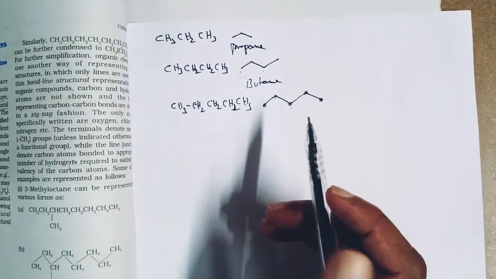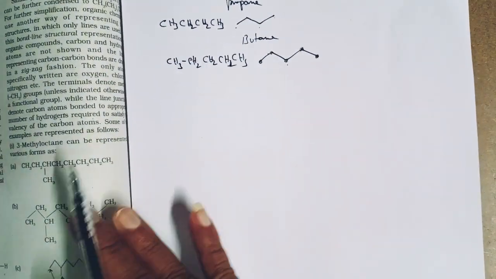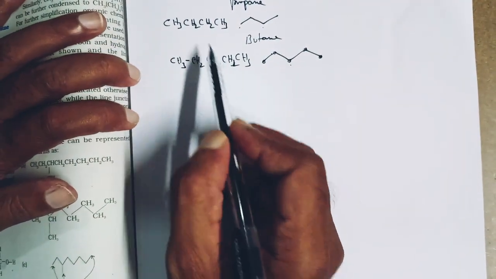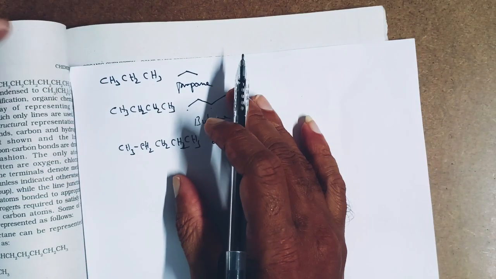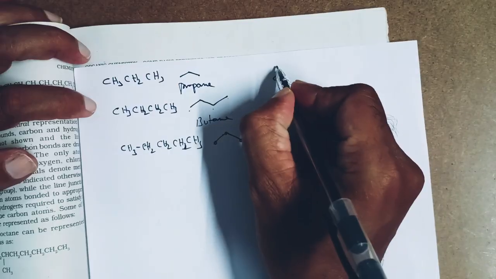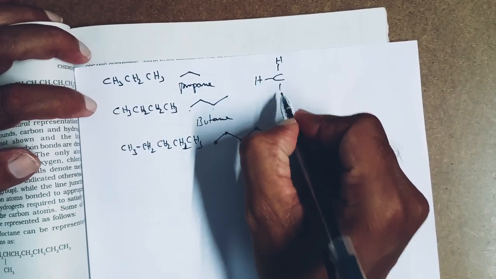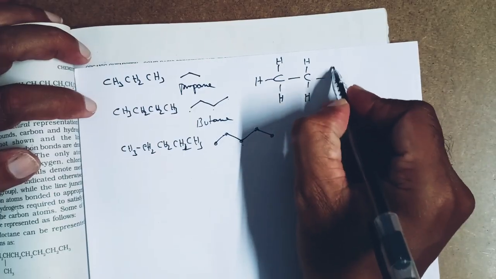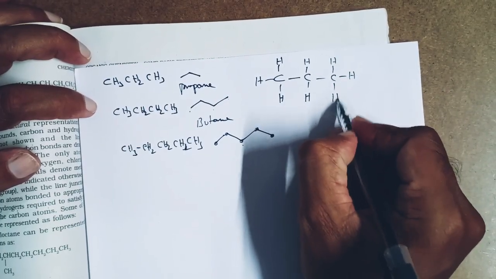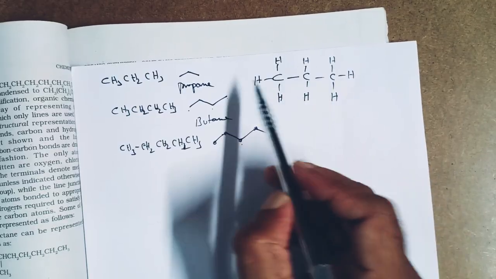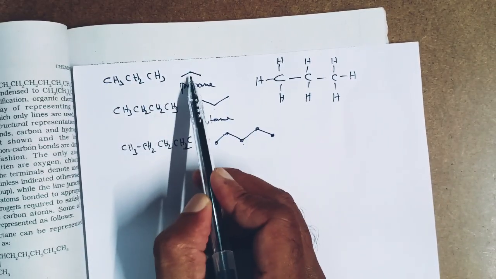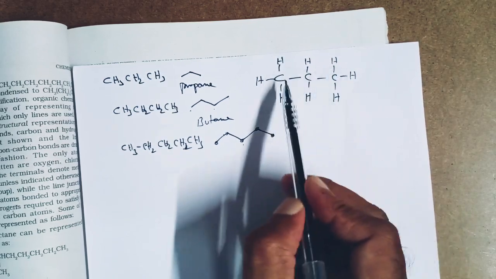So complete structures. Complete structures means, if we have to write the complete structure for propane, the complete structural formula is carbon, hydrogen, hydrogen, hydrogen, carbon, hydrogen, hydrogen, carbon, hydrogen, hydrogen, hydrogen. This is the complete structural formula for propane. This is condensed structure. This is bond line structure. This is the complete structural formula of propane.